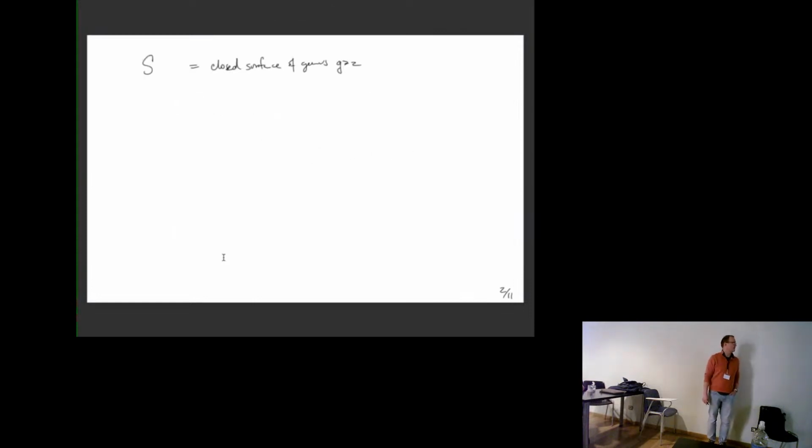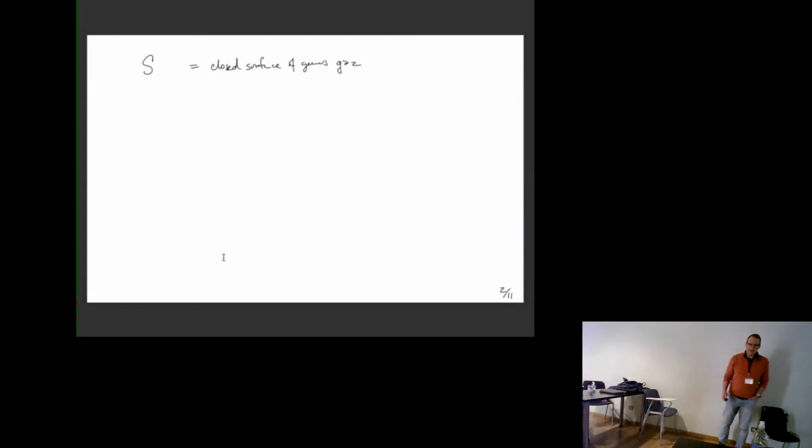Let me start. S is going to be a closed surface of genus g at least 2. Most of what I am going to say is true for any finite type surface. I'm going to talk a little bit about some infinite type surfaces at the end of the talk, that sort of very naturally come up in the discussion that I'm going to explain.